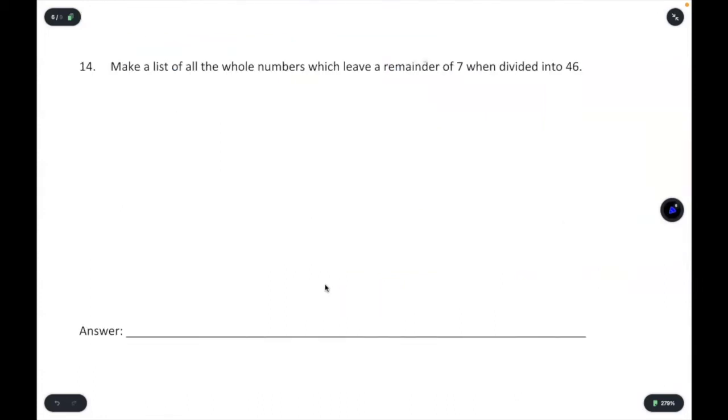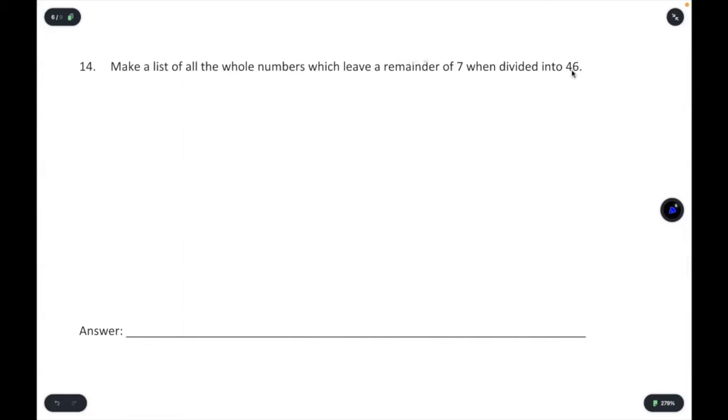Question 14, make a list of all the whole numbers which leave a remainder of 7 when divided into 46. So first of all, if we have a remainder of 7, the number itself has to be bigger than 7, because if we're, let's say, dividing by 2, which 46 can be divided by, you just have 23, no remainder. If we divided by something like 3, then you could have a remainder of up to 2.